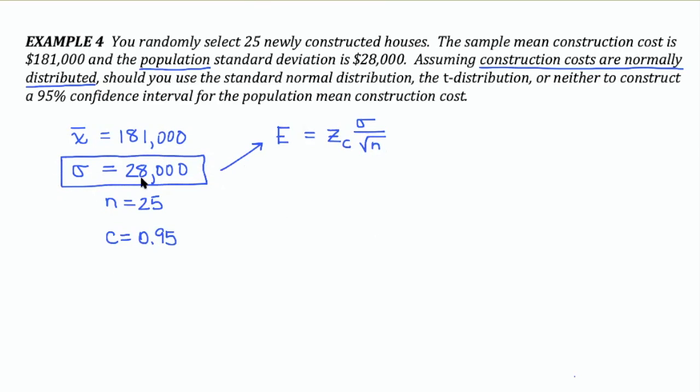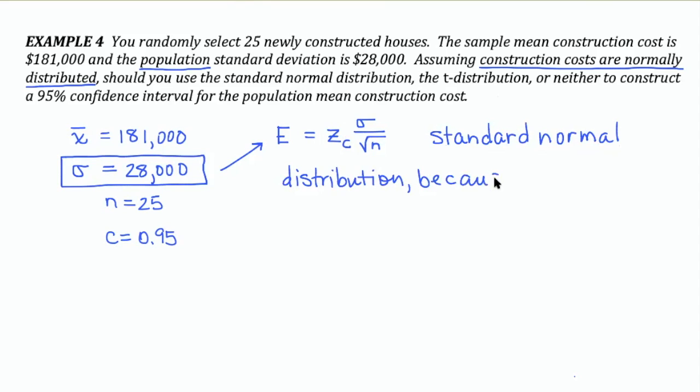If we did not know this piece of information, hopefully instead we'd have the sample standard deviation, and in that instance we would use the t distribution version of that formula. So all this question wanted us to do is to determine which of these options we would use. So the answer here is, if we're using a critical z-score, that's the standard normal distribution. And that is because the population standard deviation is known.